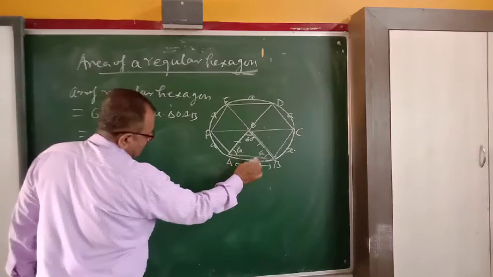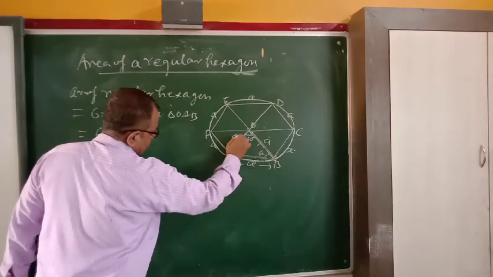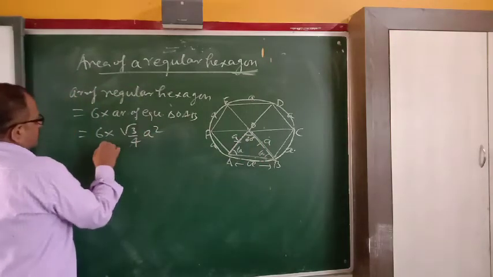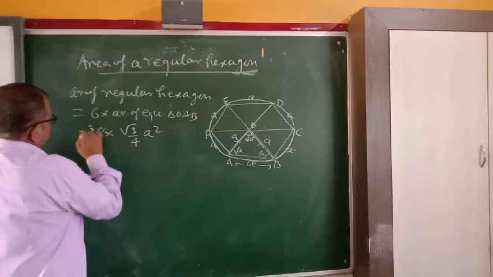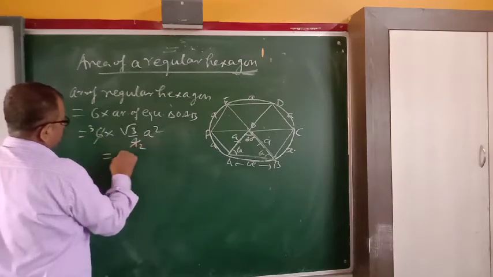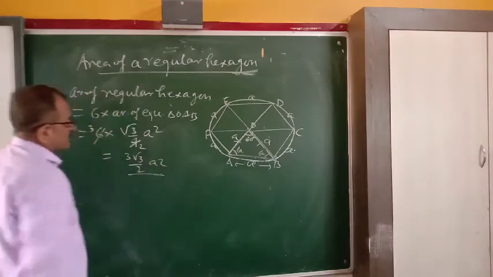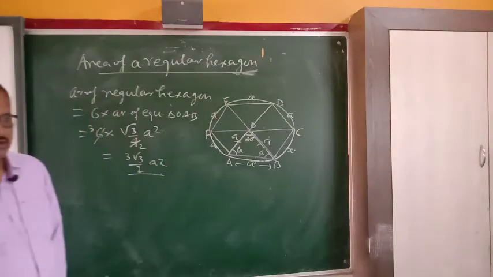And what is one side? A. This is also A. So this one is also root 3 by 4 into A square. 6 times 3 are 18, 2 fours are 8, so 3 root 3 by 2 into A square. This is the area of a regular hexagon.